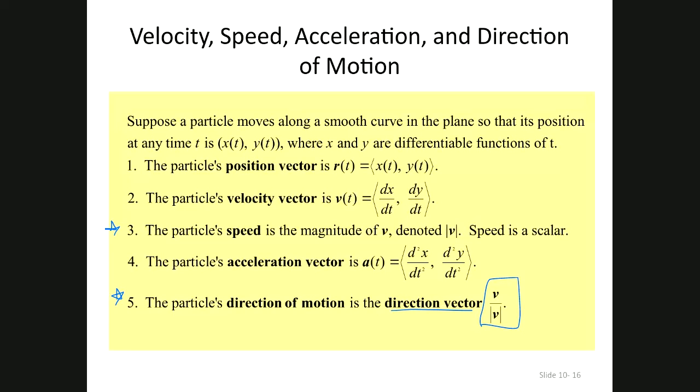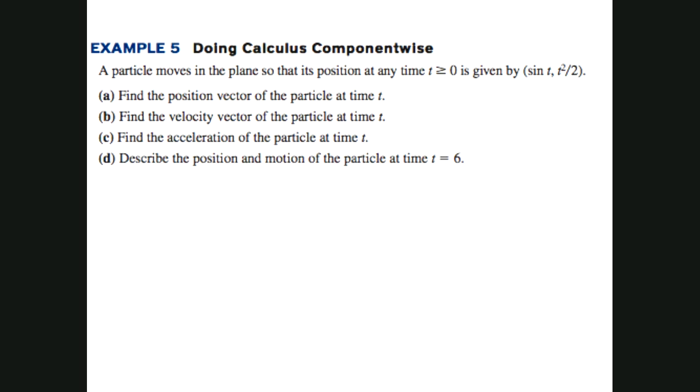Position, velocity, acceleration. Those you should know, because position is just p of t. Velocity is the first derivative. Acceleration is the second derivative. Okay, so those should be very normal to us. All right, so let's try an example here. It says a particle moves in a plane so that its position at any time t greater than 0 is given by sine of t, t squared over 2. Find the position vector of the particle at time t.